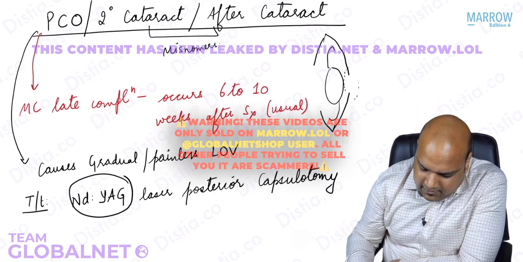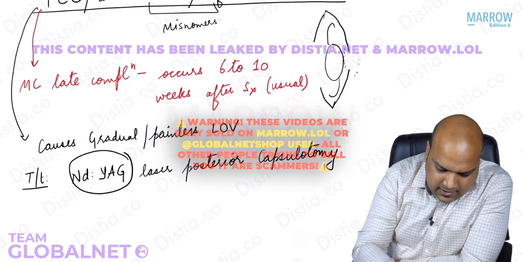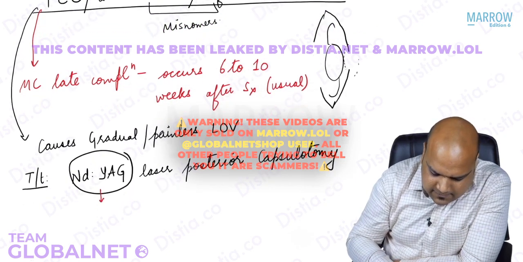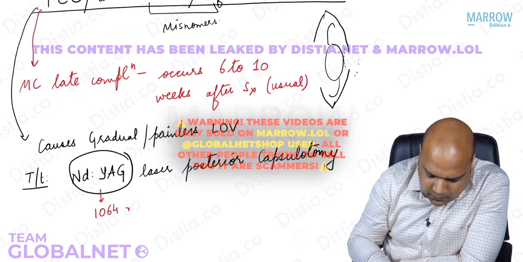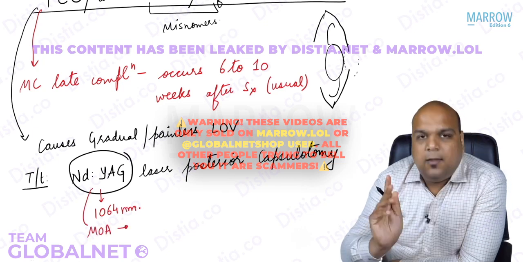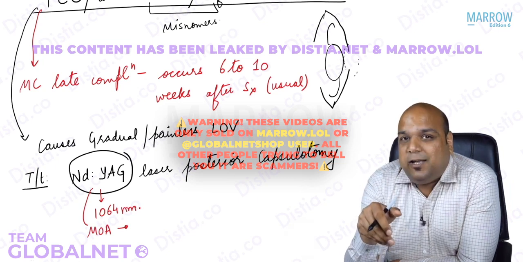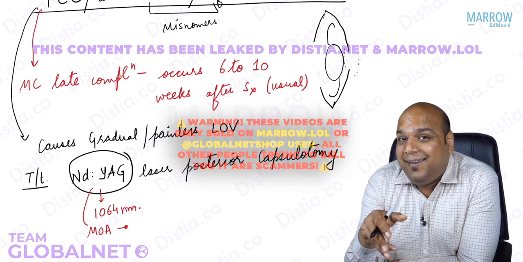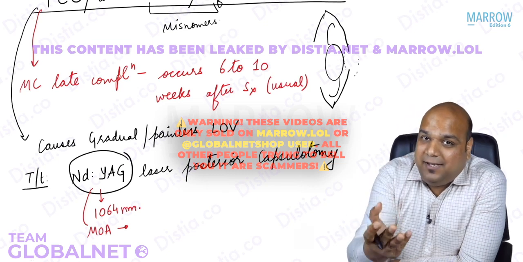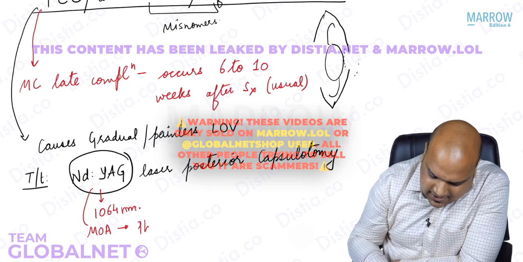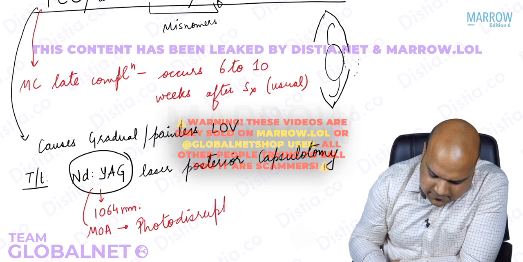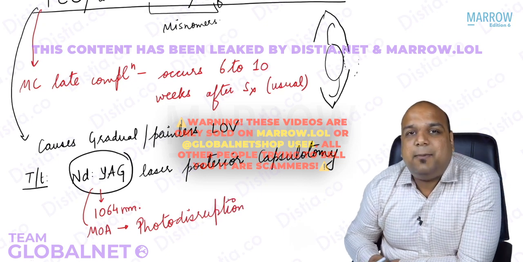Now, what is the wavelength of ND-YAG laser? The wavelength of ND-YAG laser is 1064 nanometers. What is the mechanism of action? Again, think about the three words: burn, break, or coagulate. What am I doing to the posterior capsule? Am I coagulating it? Am I burning it? Or am I creating a hole by breaking it? Yes, the answer is the same: photodisruption. Okay, guys, I hope we are clear about the treatment part.